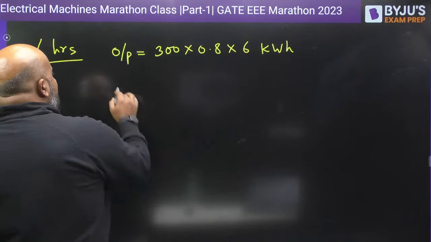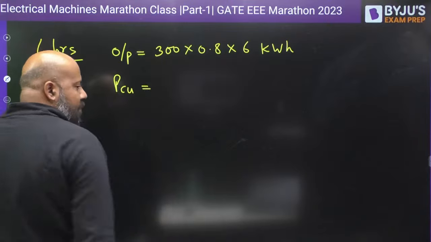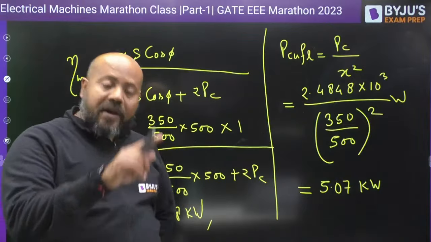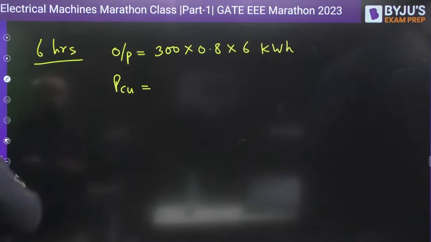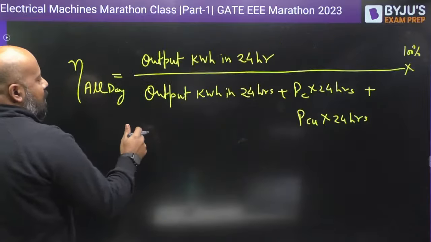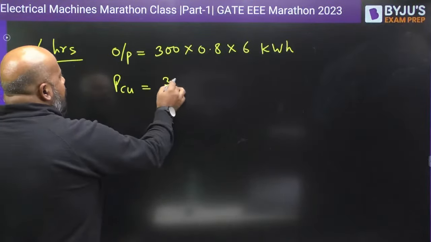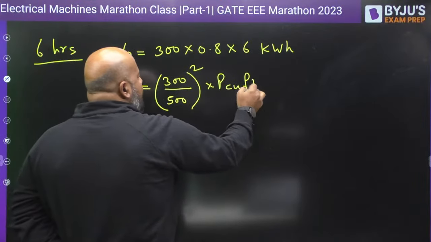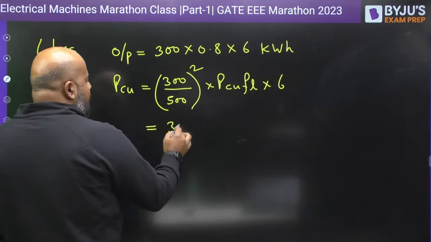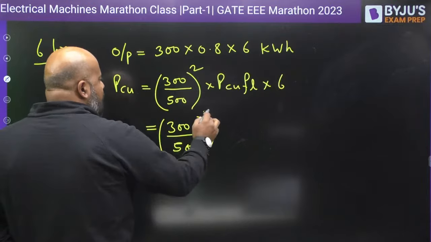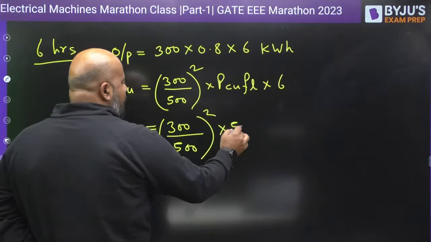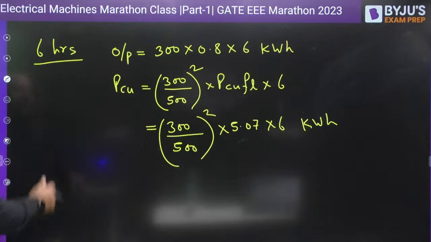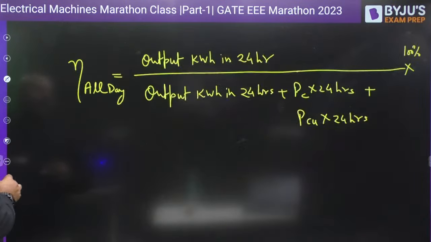Is it clear, everybody? Now, what is the copper loss during this time? You have the full load copper loss, yes or no? If you know the loading for these 6 hours, you can write the copper loss. The loading is 300 kVA, so 300 divided by 500, this is X, loading square, into PCUFL into how many hours? 6 hours. So it is 300 upon 500 whole square, the full load copper loss 5.07, multiplied by 6. This again becomes kilowatt hour. Are you getting that? So this is the story for 6 hours. Now for the next 4 hours.